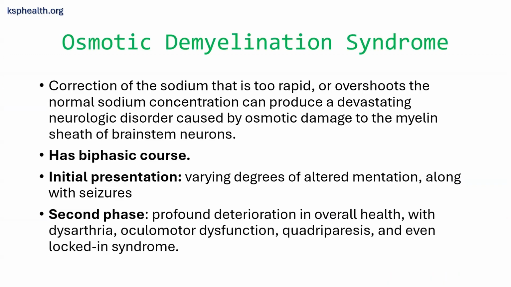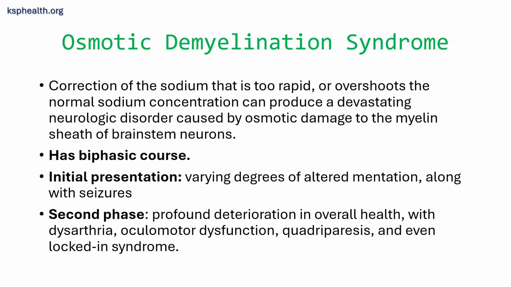Correction of sodium that is too rapid or overshoots the normal sodium concentration can produce a devastating neurologic disorder caused by osmotic damage to the myelin sheath of brainstem neurons. That is called osmotic demyelination syndrome. It has a biphasic course. Initially, they will have varying degrees of altered mentation along with seizures. The second phase is the worst: profound deterioration of overall health with dysarthria, oculomotor dysfunction, quadriparesis, and even locked-in syndrome.